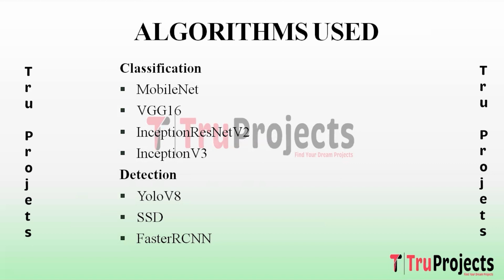And the next one is Faster RCNN, that is Faster Region CNN. So Faster RCNN is a two-stage object detection algorithm. It first proposes regions of interest and then classifies and refines these regions. It is known for its accuracy but may have a higher computational cost. Faster RCNN is chosen for its accuracy in detecting plant diseases, particularly when a more detailed analysis is required, even if it comes at a slightly higher computational cost. So these are the algorithms built for classification and these are the algorithms built for detection.